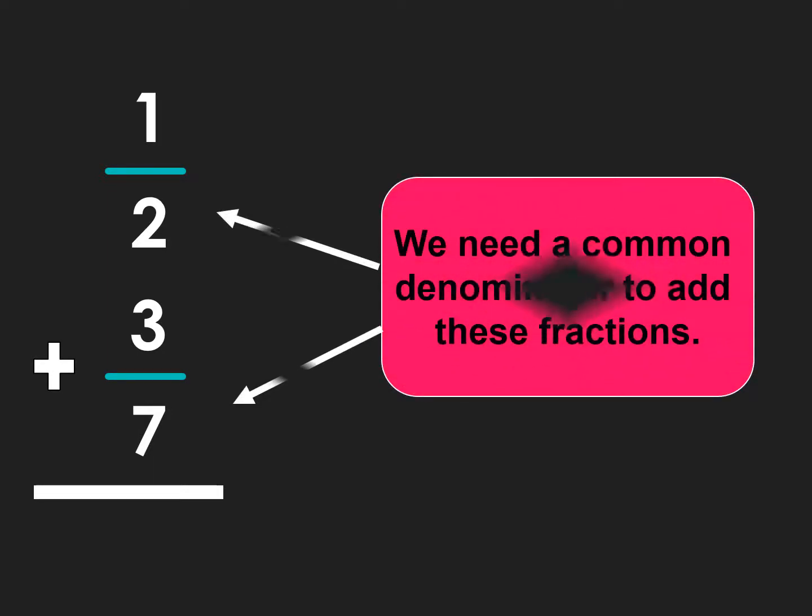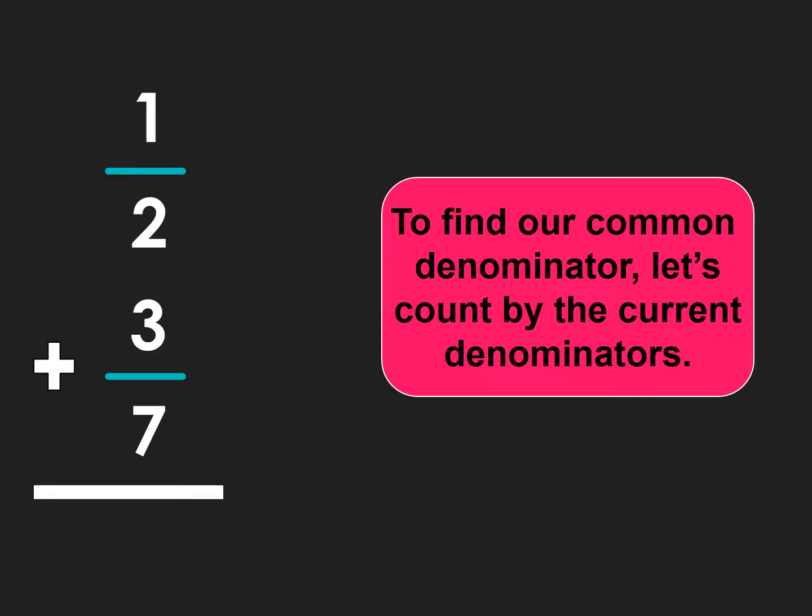Let's take a look at this problem. 1/2 plus 3/7. We need a common denominator to add these fractions. To find our common denominator, let's count by the current denominators. Let's start with counting by twos.